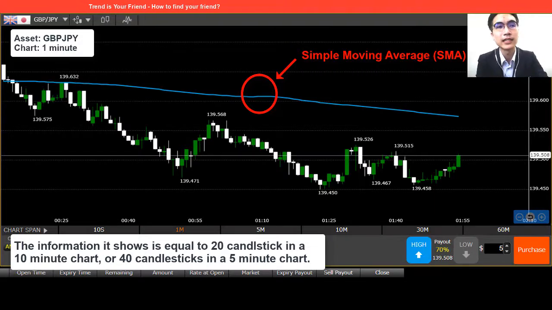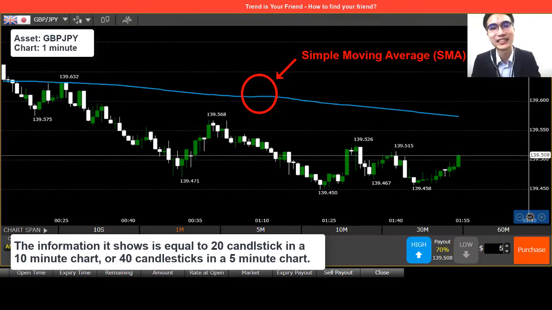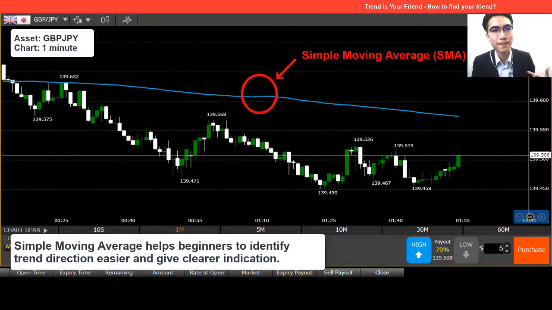So in here it calculates the past 200 minutes, and if we are looking at a 10 minutes candlestick chart, we are actually looking at 20 candlesticks in the 10 minutes candlestick chart, which to me really works similar. And when we use the moving average, it's actually much easier and much clearer. It's really easy to see.